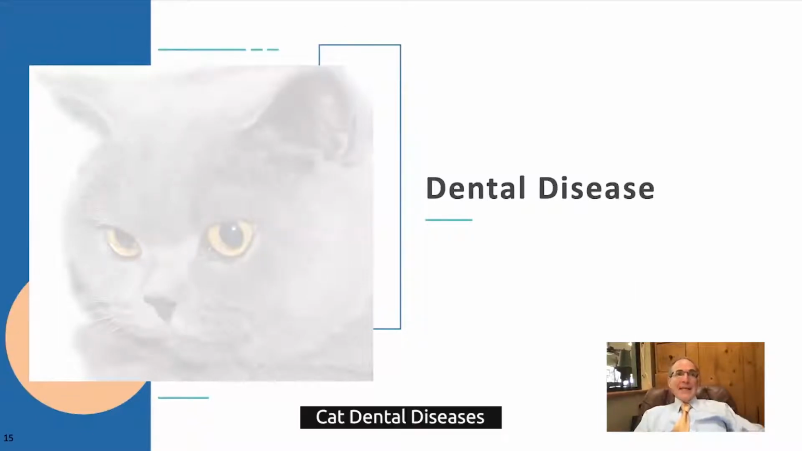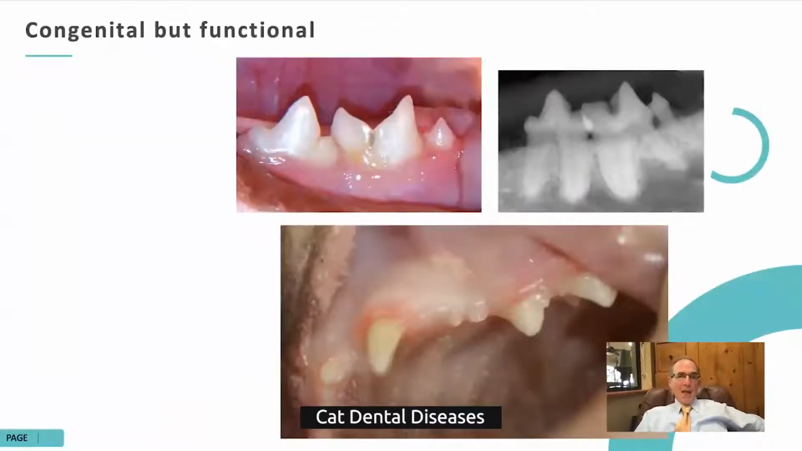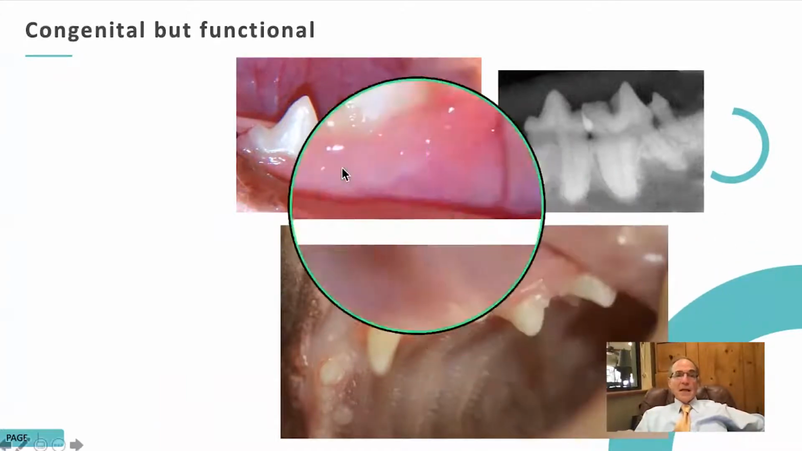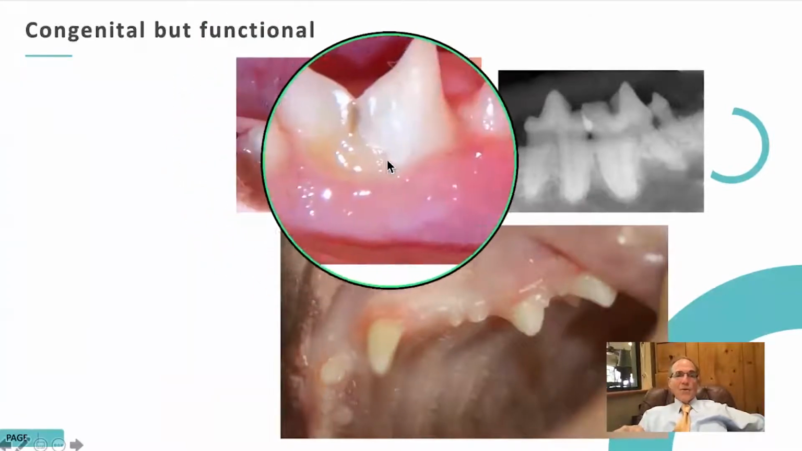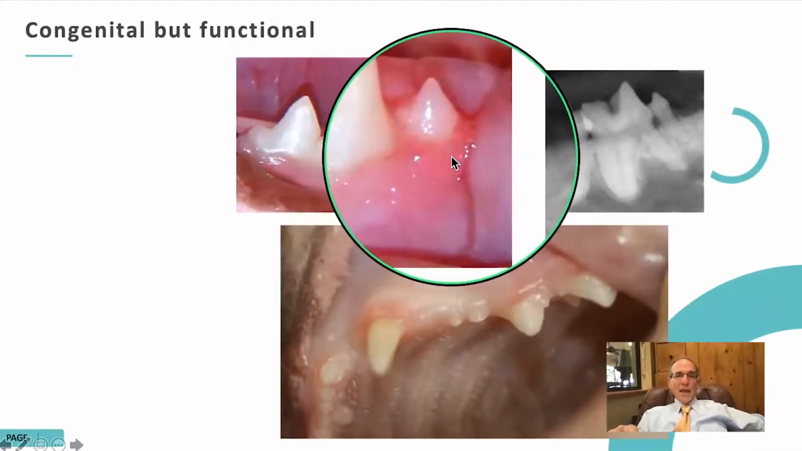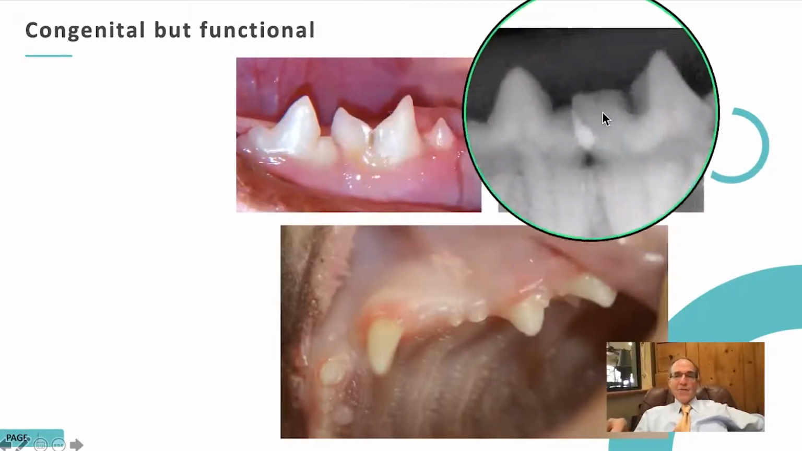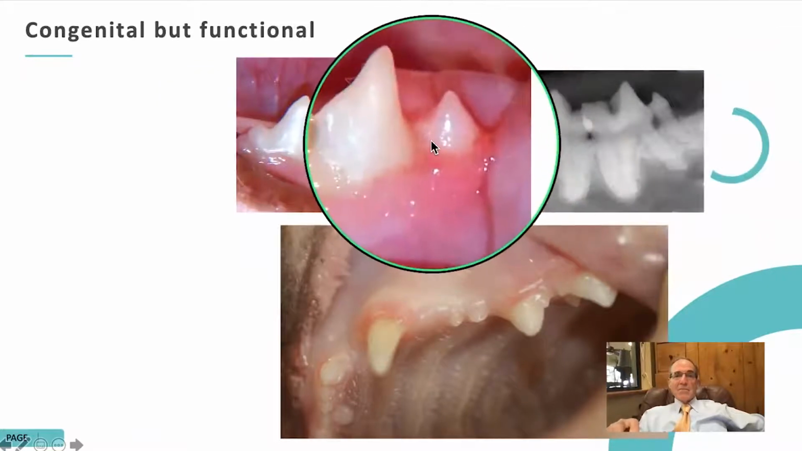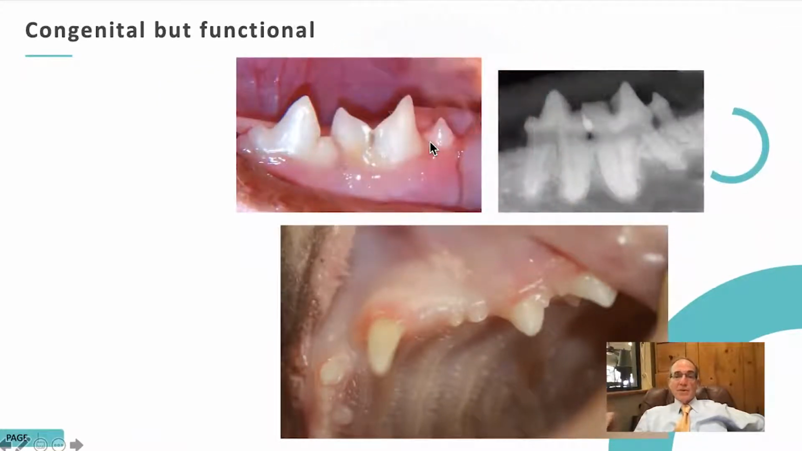All right, so that is a brief look at anatomy in the cat's mouth. Now let's talk about diseases. You have congenital diseases, but functional. And those are teeth that just show up for whatever reason in the wrong place. Normally, you would expect in the mandibles to have a 4th premolar, a molar, and then nothing else. But in this situation, we have a 4th premolar, a molar, and then a single rooted tooth. But it doesn't seem to be causing any trouble, so we just leave it alone.